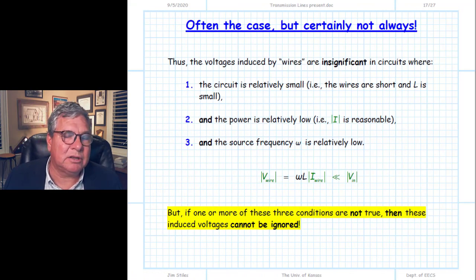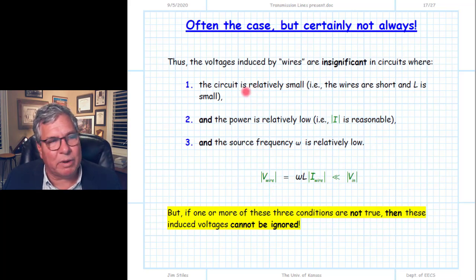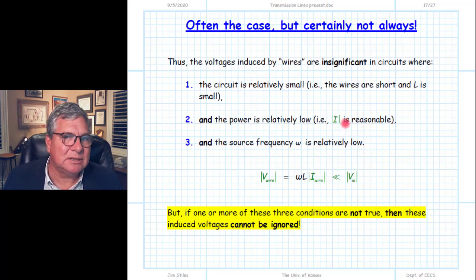We can then conclude that these induced voltages, due to the inductance of the wires, can be neglected as small and therefore insignificant if the circuit is small. In other words, the wires are short and the inductance is low. If the power is relatively low, the current is not significant. And the source frequency is relatively low. If all three of these values are small and we multiply them together, again, we're going to get a small value, and therefore we can conclude that the input voltage at one end of the wire is going to be the same as the output voltage at the other.